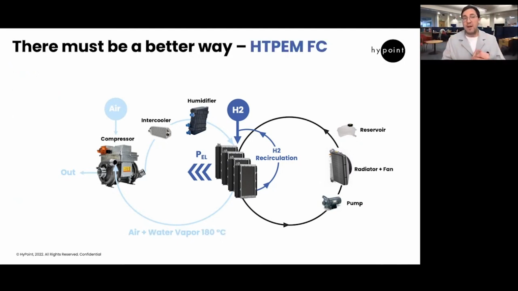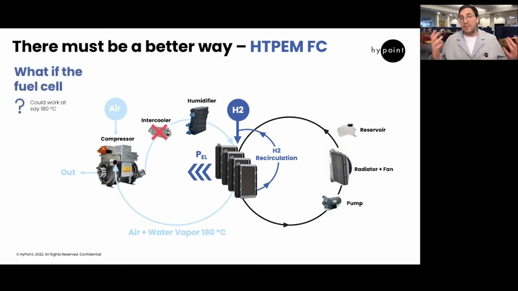Why is HTPEM a much better way in hydrogen aviation? First of all, high temperature fuel cell means that you can operate at a high temperature of the electrochemical reaction, up to 160 degrees Celsius. So that is why you don't need to use an intercooler to operate that system in the sky. At the same time, you can operate with dry air, so you don't need to think about the circulation loop of hydrogen and a humidifier.